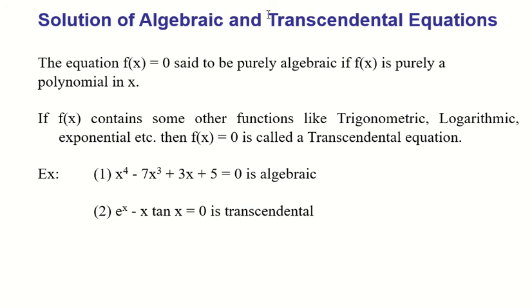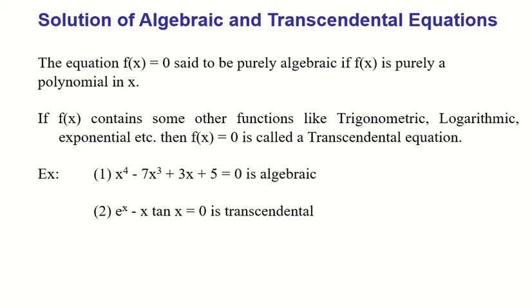Now you have two types of equations basically known as algebraic and transcendental equations. The equation f of x equal to 0 is said to be algebraic if it is a polynomial in x. That is, if f of x contains only a polynomial in x, then the equation f of x equal to 0 is called an algebraic equation. Whereas on the other hand, if f of x contains some other functions other than polynomial, such as trigonometric functions sine, cos, tan and so on, log functions, or exponential functions, then the equation f of x equal to 0 is called a transcendental equation.